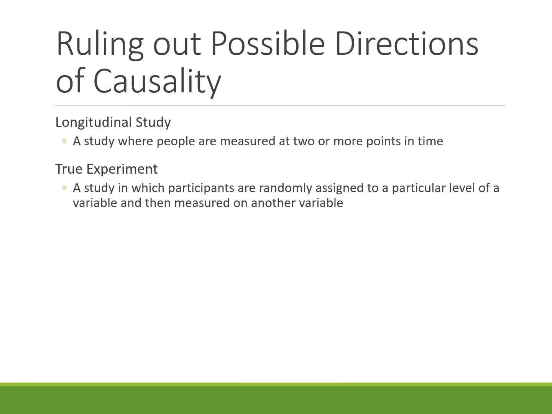So there are some things you can do to rule out the possible directions of causality so that you can figure out what is causing what, okay? One of the things, or two of the things you can do, is a longitudinal study where you study people at 2 or more points in time, or you could do a true experiment where people are randomly assigned to a particular level of a variable and then measured on another variable. So these are some ways that you can rule out causality, but it takes a lot of work and it takes some time to do that. So sometimes your result of a correlation will give you ideas for how to take your research to the next level, okay?